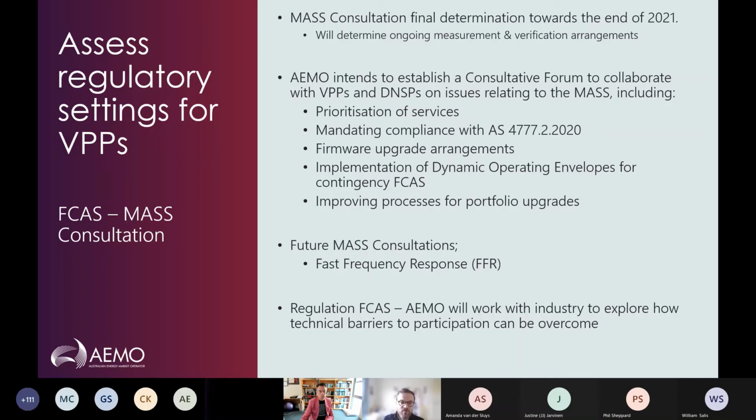And that could enable a greater delivery of FCAS if it's applied to a portfolio of resources that are allowed to export up to 10 kilowatts instead of 5 kilowatts. That could allow a greater delivery of FCAS, greater enablement amounts of FCAS. Equally, if there is network congestion at a particular time, those dynamic operating envelopes could be reduced at particular times.